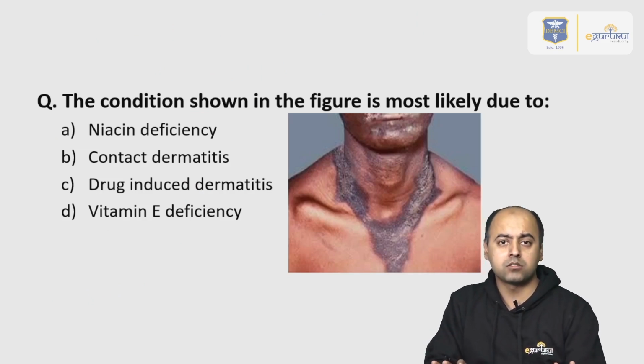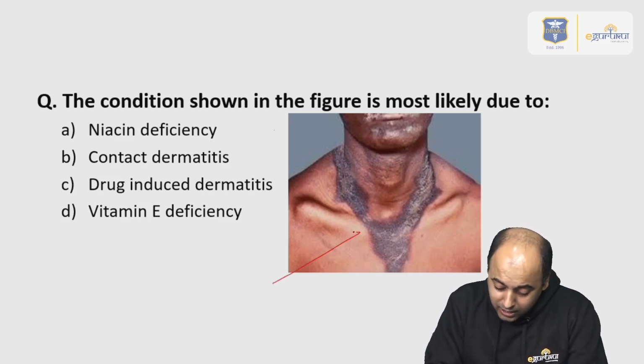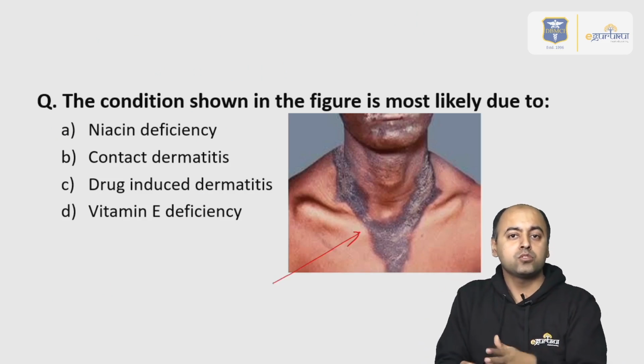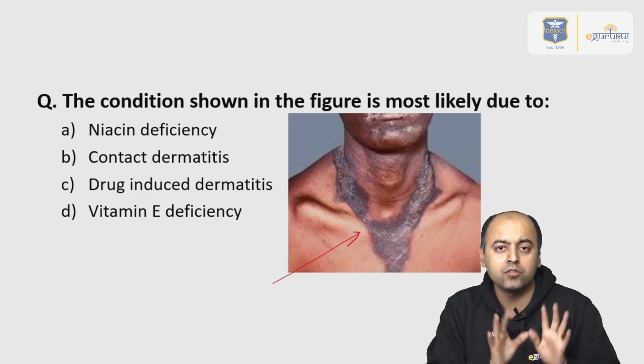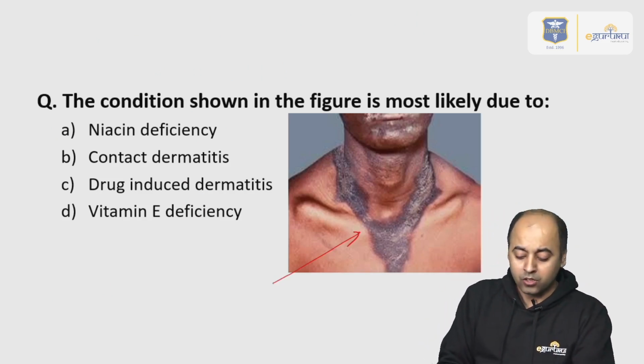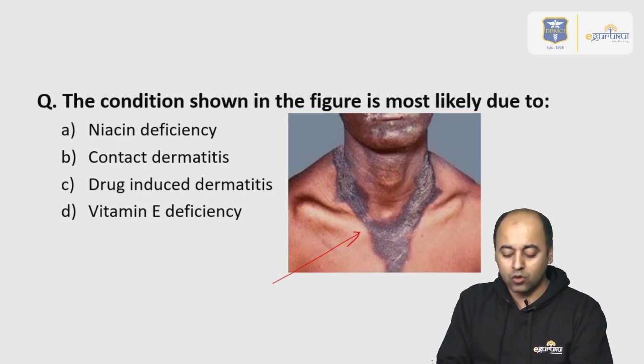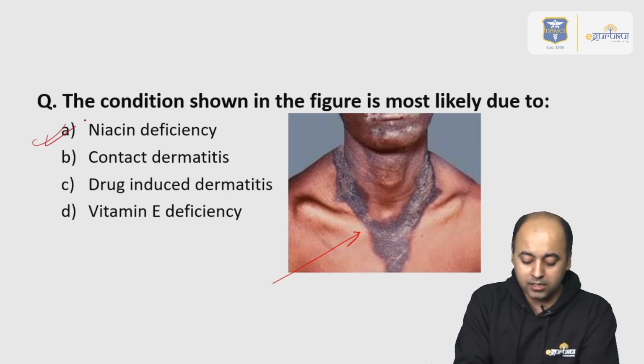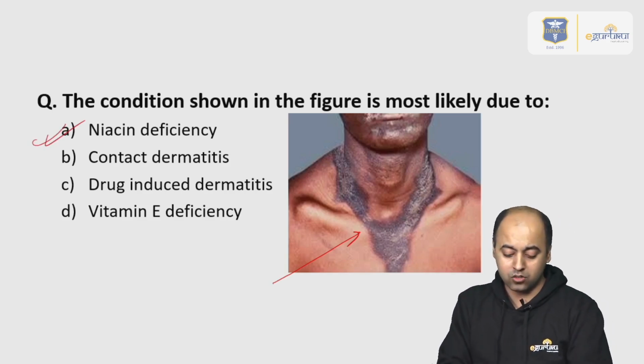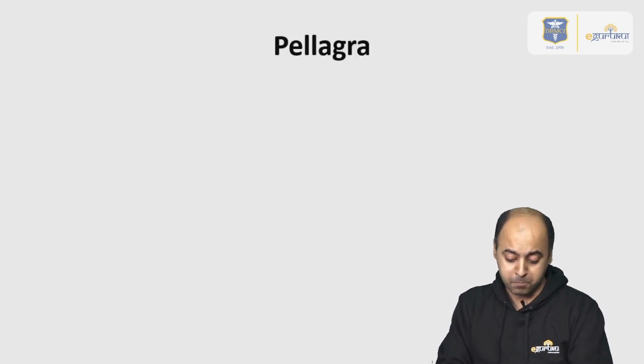Question 2, image based. The Casal collar has been shown in the diagram. This question was also there in the AIIMS exam. They had given the image showing the Casal collar or the Casal necklace, and the question was asked, what is the most likely cause for this presentation? So again, the niacin deficiency, Casal collar or the Casal necklace. So I'll quickly talk about pellagra.